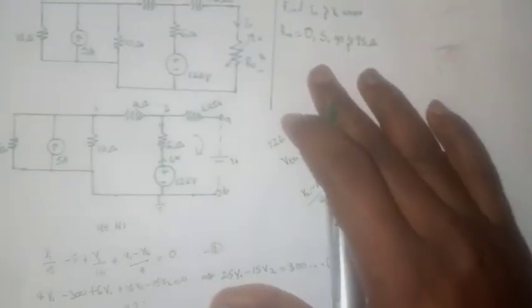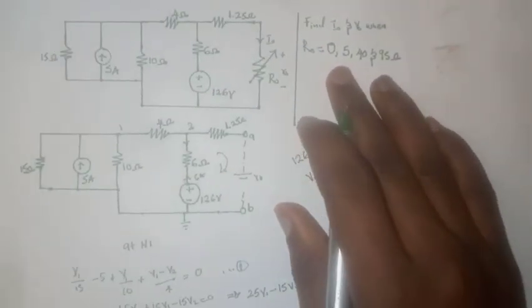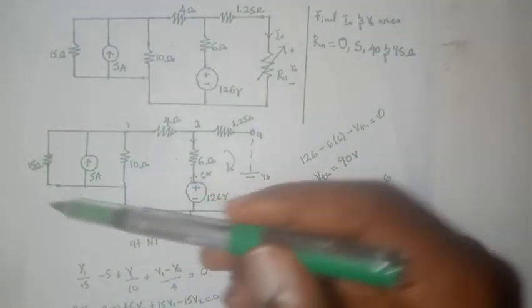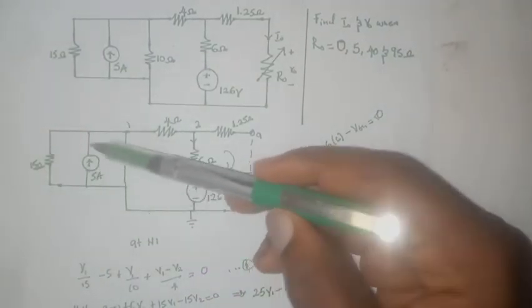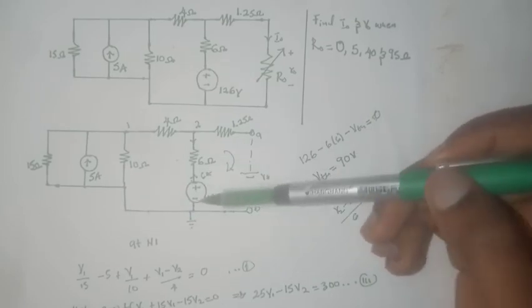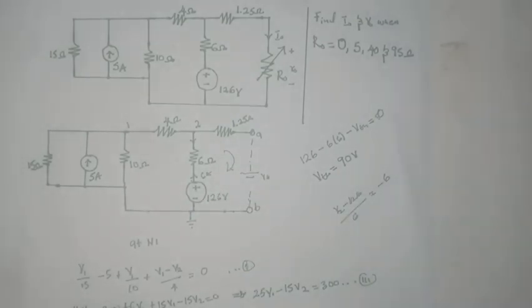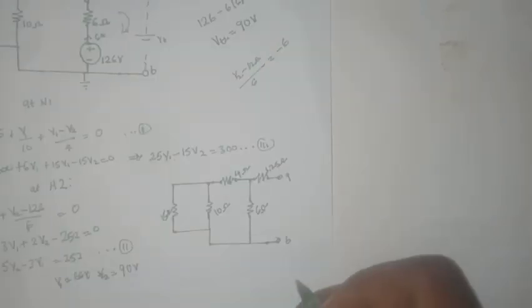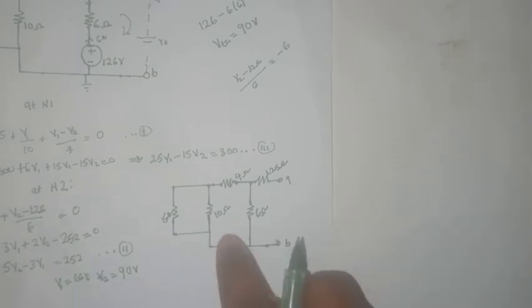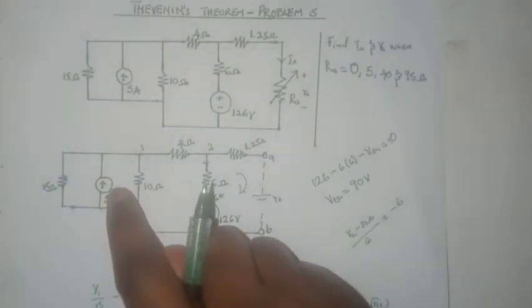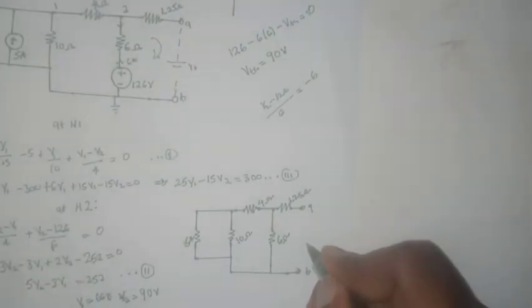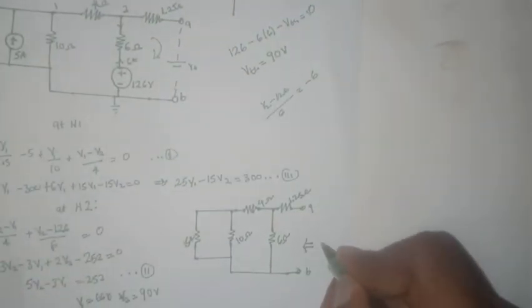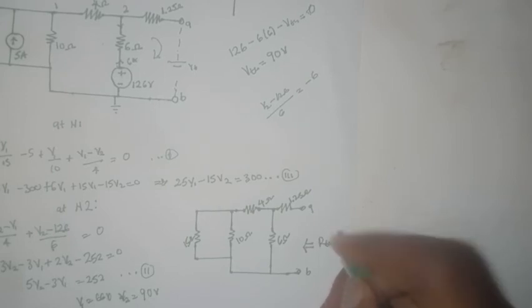The next thing to do is to calculate the value of RTH. Calculating the value of RTH requires us to open circuit the current source and short circuit the voltage sources. Then from there we can calculate the equivalent resistance of the circuit. And with that, we have a circuit that looks something like this, where the current source is open circuited and the voltage source is short circuited. And RTH would be what you would measure with an ohmmeter across these terminals.